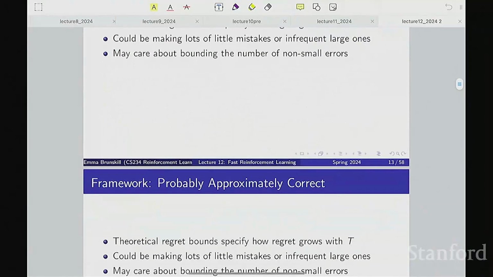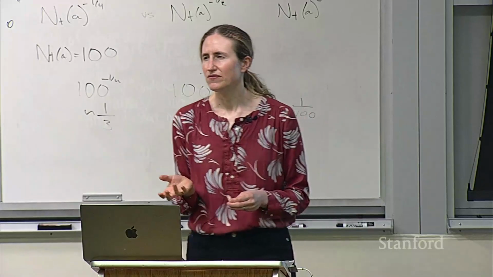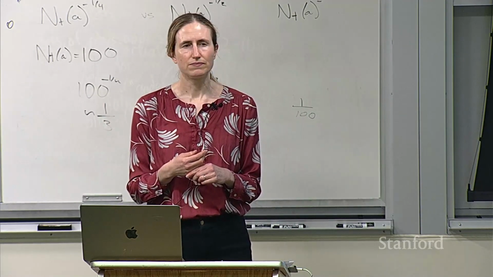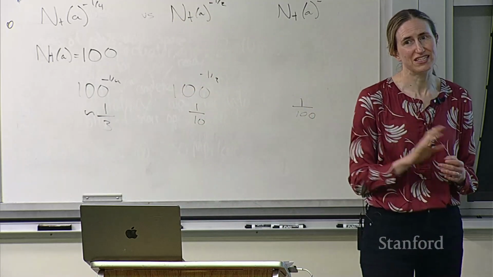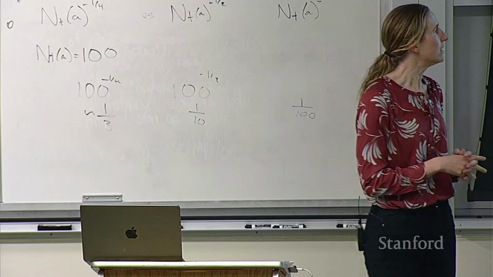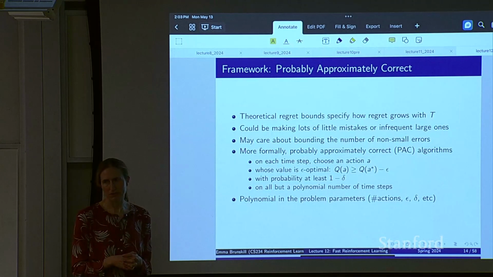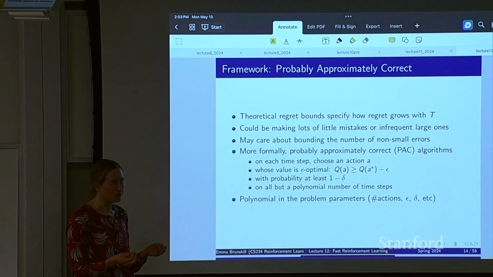Okay, so I'll define what that is. So a PAC algorithm, and raise your hands if you've seen this in machine learning. If you've taken machine learning, you might have seen PAC. Okay, yeah, at least one or two people have. Often in machine learning, particularly if it's a class that includes some theory, they'll talk about PAC, probably approximately correct algorithms, and that's where this idea comes from. So it came from the machine learning community, and then reinforcement learning borrowed it.